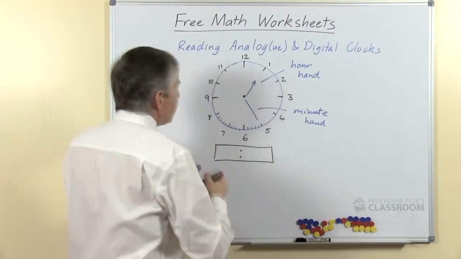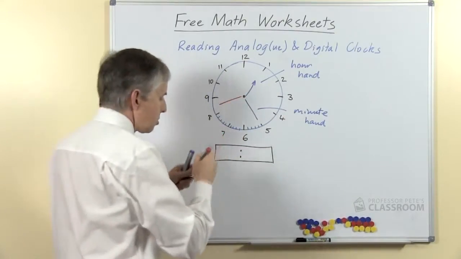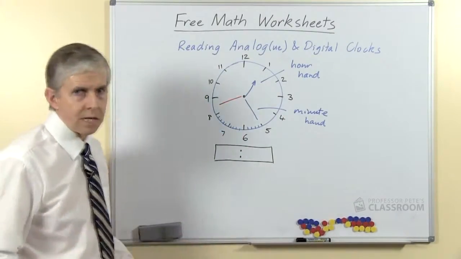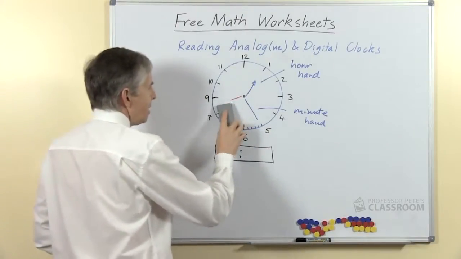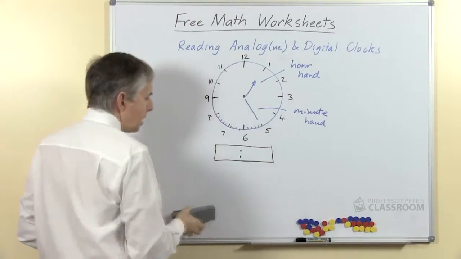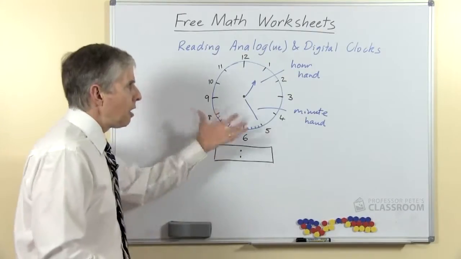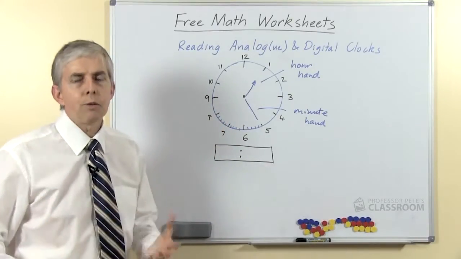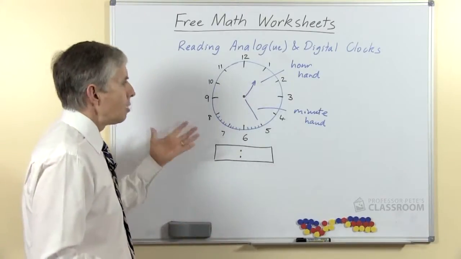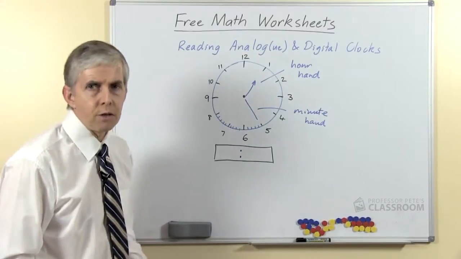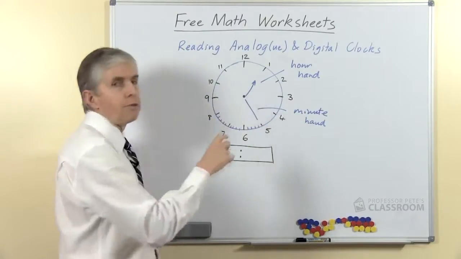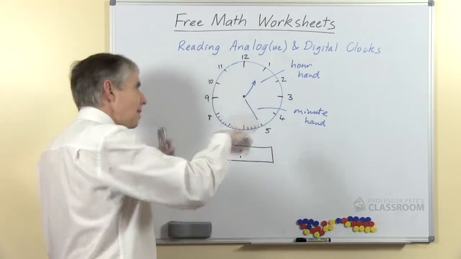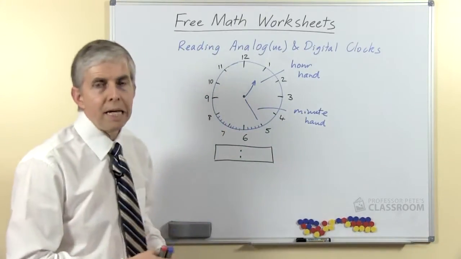I'll just draw in briefly the other hand, which of course is the second hand, and that marks off seconds as well. We don't need to worry about that at this point. So the device, the analog clock, is a complicated device. As adults, we've got used to it, but children, it's no wonder they find it rather confusing, because it's measuring two different units with two different hands, and they keep going round and round, repeatedly.